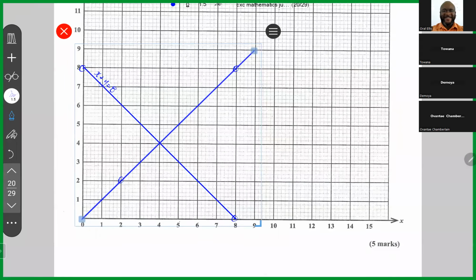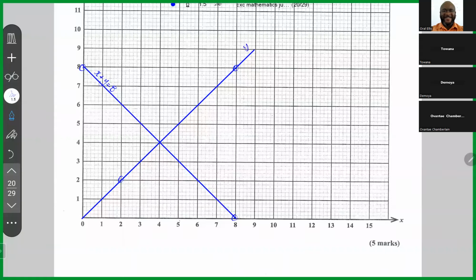So this is the line y is equal to x. The line y is equal to x is the line associated with the inequality y is less than or equal to x. So we've done 2 inequalities.